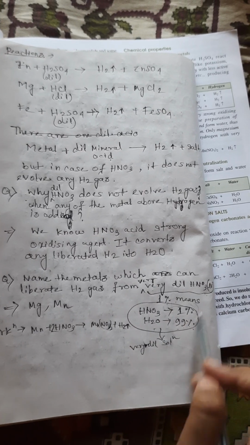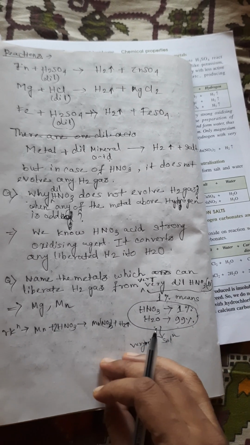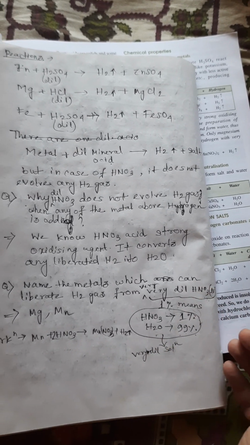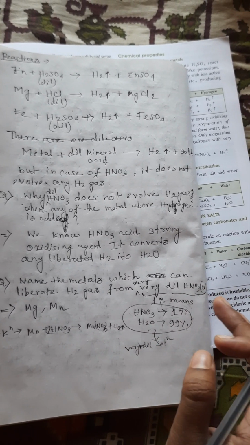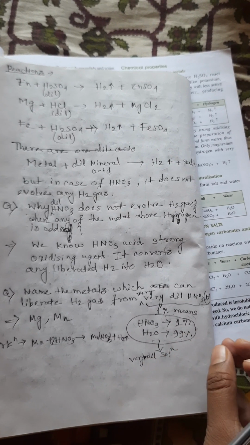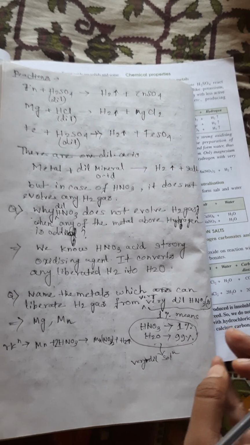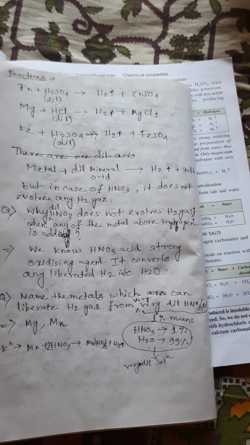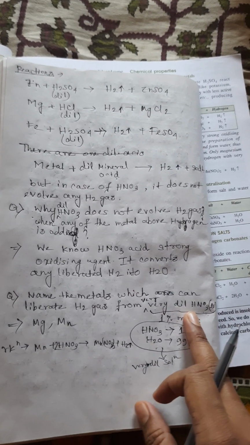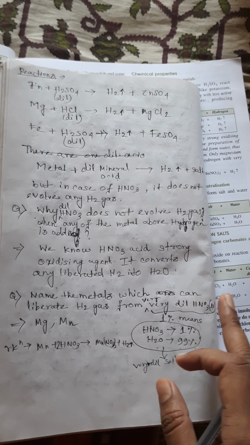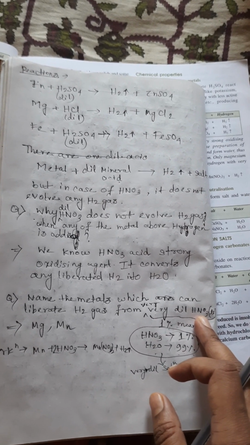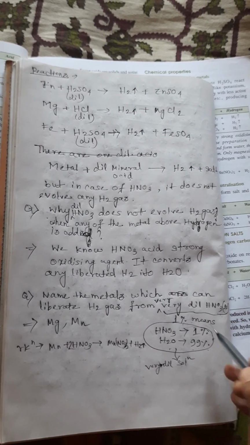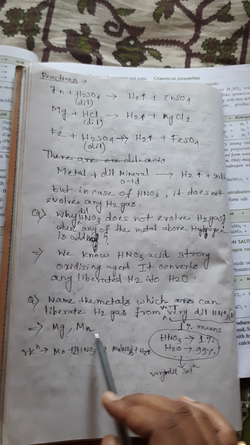See, in case of very dilute nitric acid, the oxidizing property of the nitric acid will be less. That means it loses its oxidizing property. Then what happens? It is also able to liberate hydrogen gas when it reacts with active metals. Active metal means those situated above hydrogen. So these are the two metals.